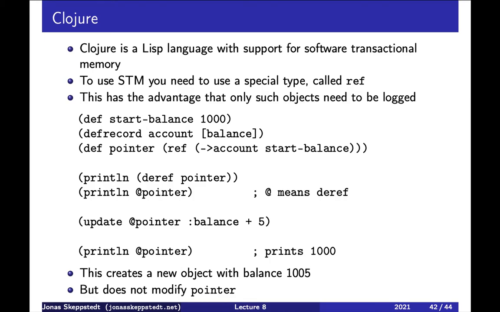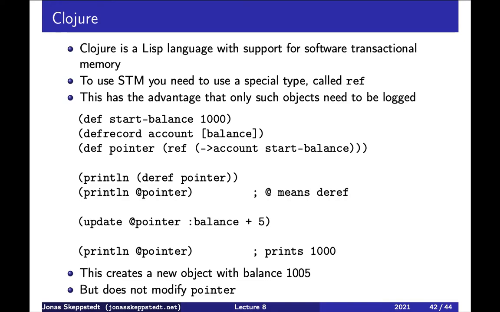We'll now look at the Lisp language Clojure. So it's a functional programming language with support for software transactional memory. Now you may wonder why I suggest that we should use software transactional memory.